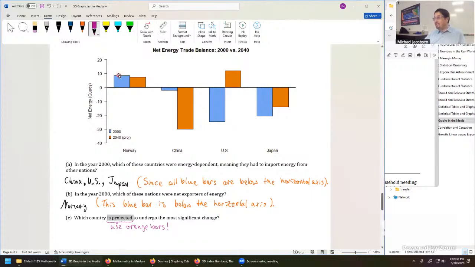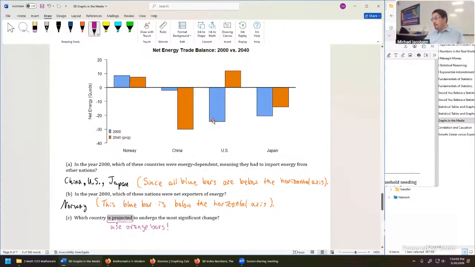Well, let's think about that. Norway undergoes a change because it goes from what looks like about 9 quads to maybe 8.5 or 8 quads. It decreases. And China is a pretty interesting country. It was almost net energy neutral in the year 2000. Their industry went kind of ballistic and really has kicked up and is projected to drop by this change, a negative absolute change.